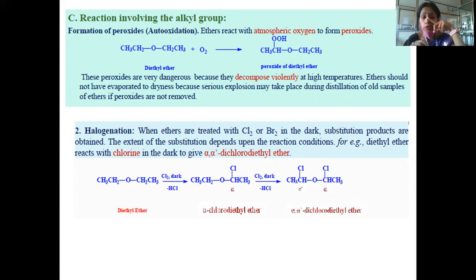Second is halogenation. When ether is treated with halogen, like chlorine or bromine in the dark, then substitution products are obtained. And the extent of this substitution also depends upon the reaction condition. For example, when diethyl ether is made to react with chlorine, a dichlorodiethyl ether is obtained.